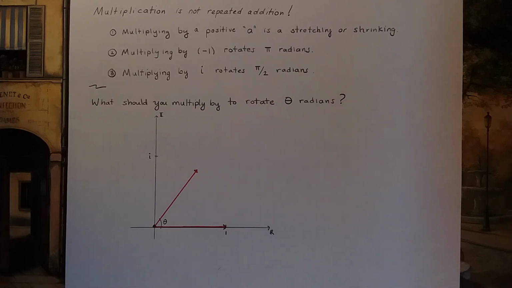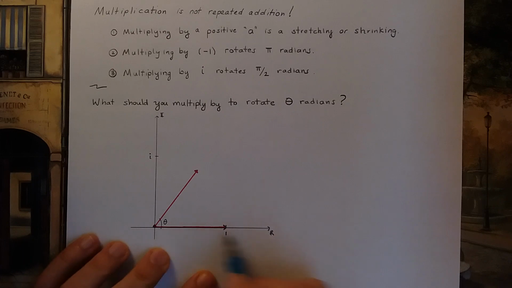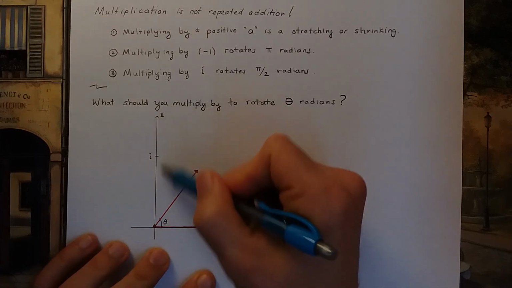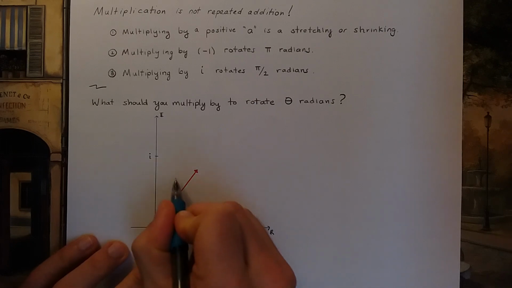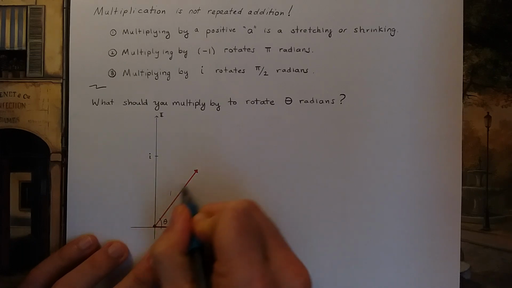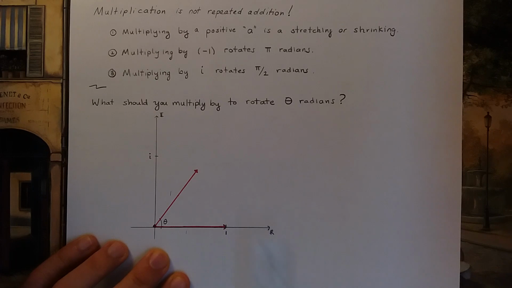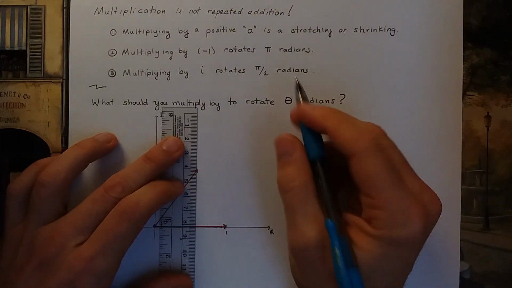Well, I drew a picture down here. This is my complex plane. I got the real axis over here. I got the complex axis up here. And I drew a stick of length 1. And I want to rotate that stick theta radians. So this length of the stick is 1. This length is 1. I could draw a perpendicular coming down.